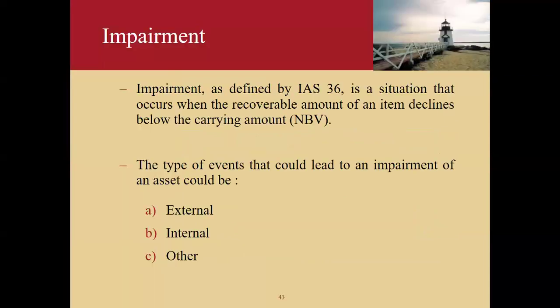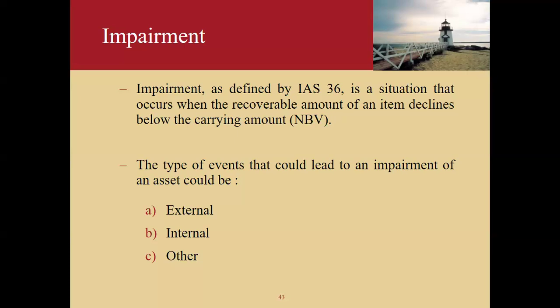So, impairment of property, plant, and equipment, as defined by IAS 36. We shall be looking at this standard separately. Impairment of non-current assets is a situation that occurs when the recoverable amount of an item declines below the carrying amount. We looked at the recoverable amount, which is the higher of fair value less cost to sell or value in use.